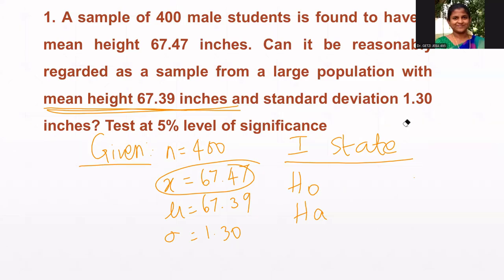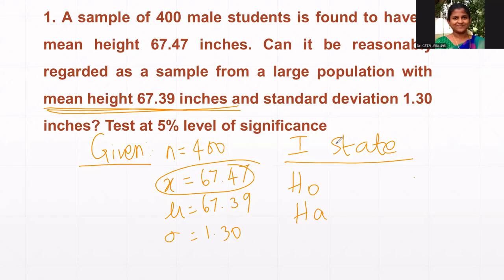So now we will write the first step. We are going to write the hypothesis. The null hypothesis said is, can it be reasonably regarded as a sample from a large population with a mean height of 67.39? So can that 400 male students data be considerably accepted and equated to the large population, is what the question asks.